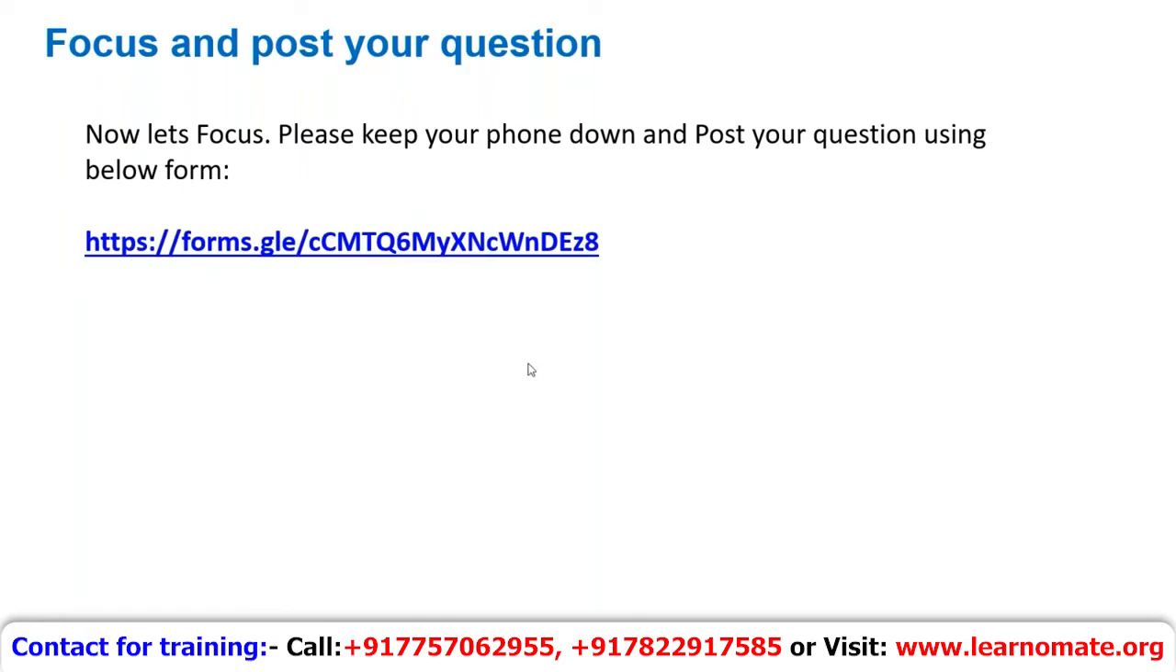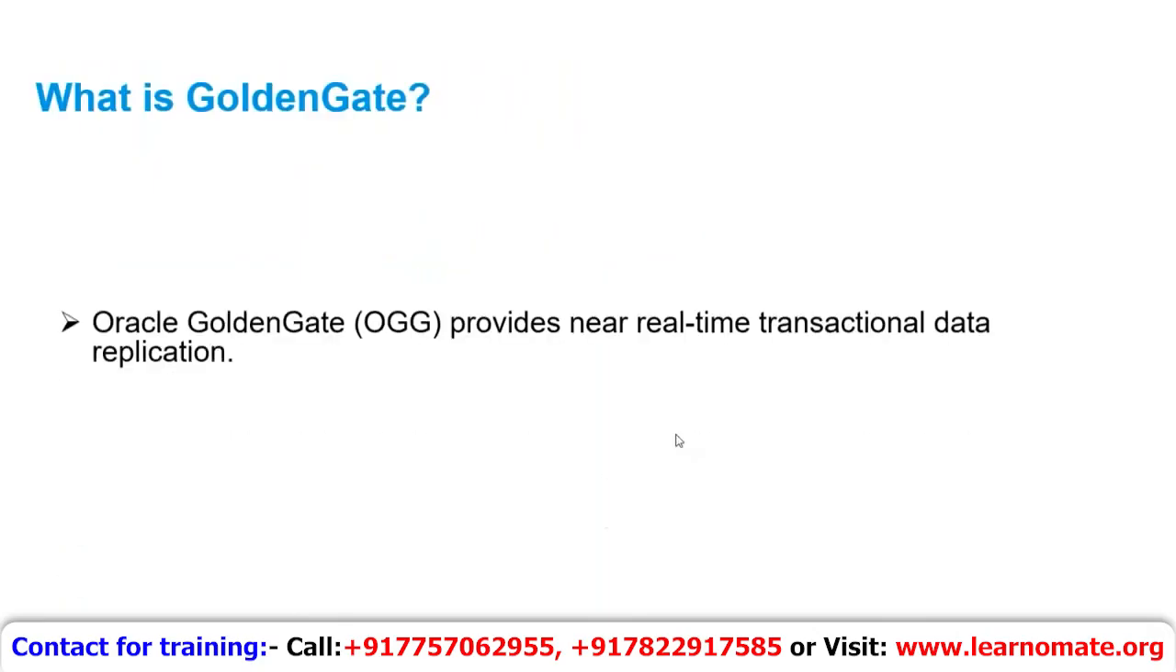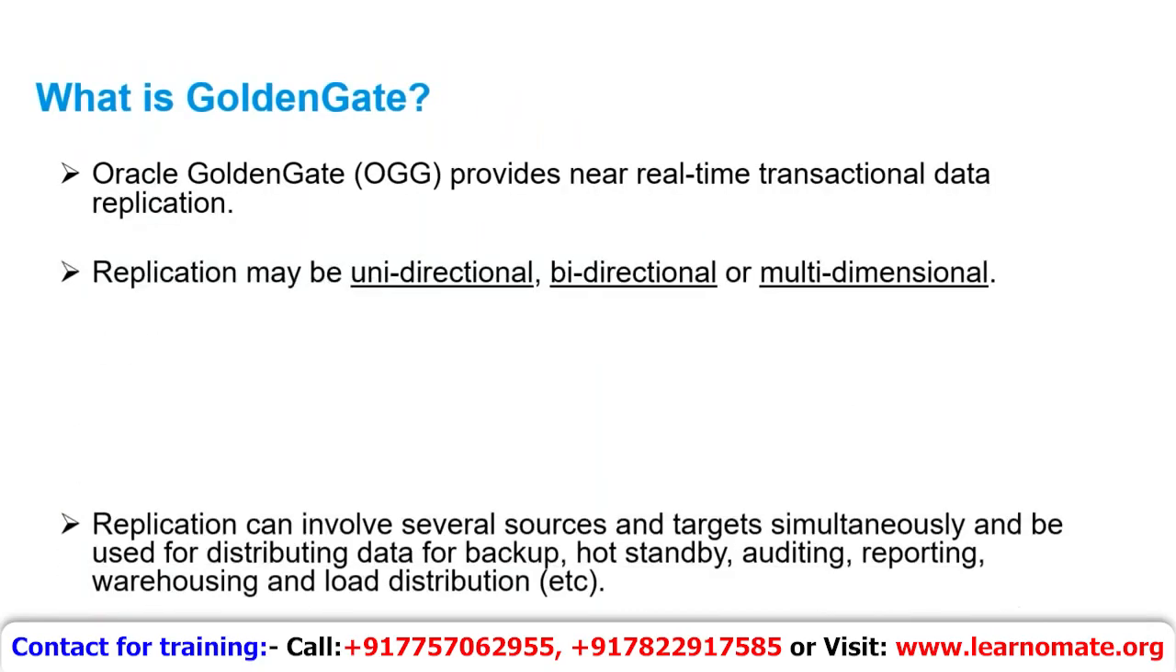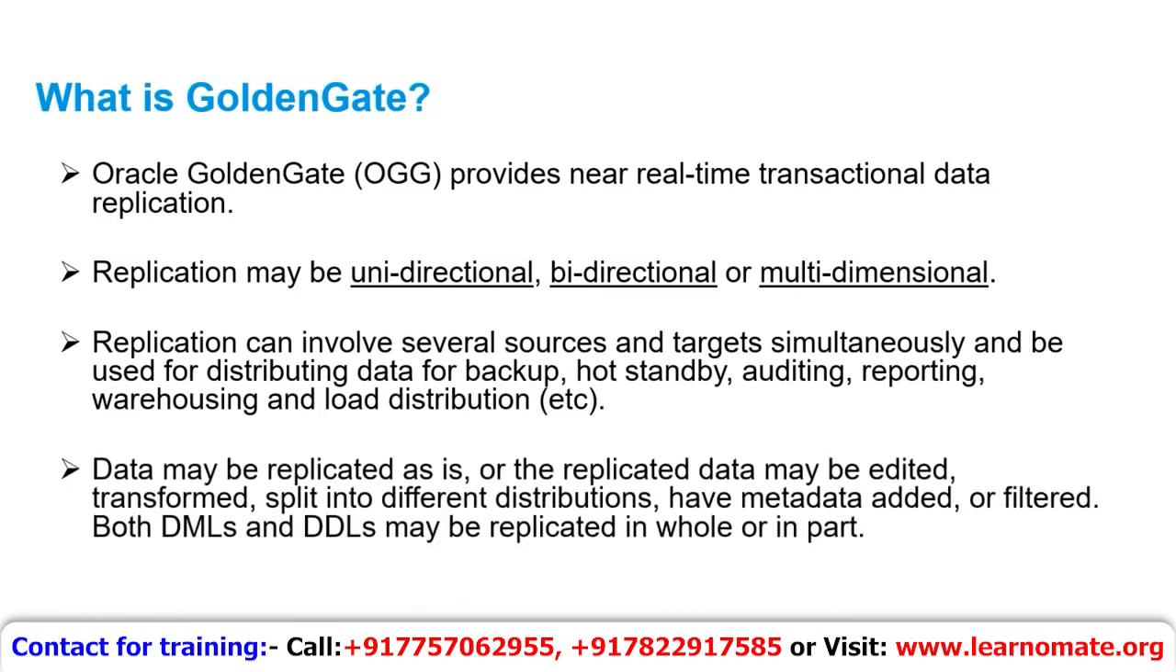Okay, so let us start now. So Oracle GoldenGate, what and why? So what is GoldenGate? GoldenGate provides near real-time transactional data replication. That means whatever transactions happen on source, they get replicated on target database in near real time. So as soon as data gets committed on source database, it gets applied on target database in near real time.